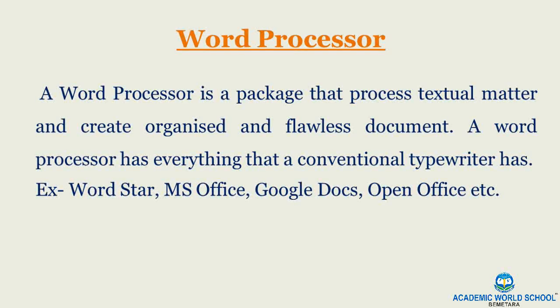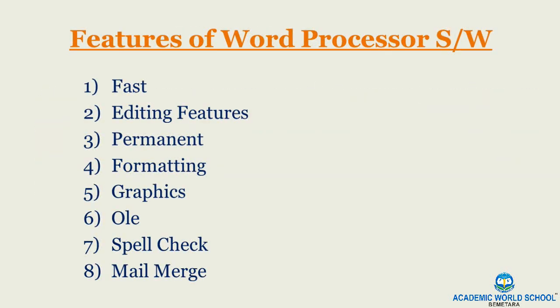Next is the features of word processor software. Word processor software has many different features. The first feature is that it is fast. A word processor is very fast, as it doesn't require any mechanical help or machinery. Here you require only a computer and this software. You can work easily and fast.